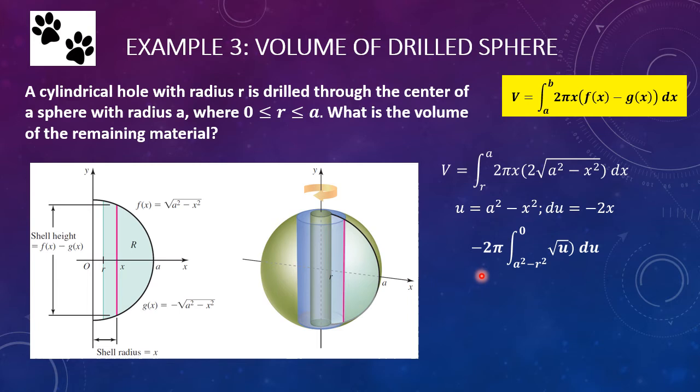pi, integrated from a squared minus r squared to 0. And again, if u equals a squared minus x squared, and the x value is r, then we're going to plug that in and get a squared minus r squared. And here, if the value is a and u equals a squared minus x squared, if x is a, then we get a squared minus a squared, so we get 0 as the upper limit. And then, of course, the square root of u du.